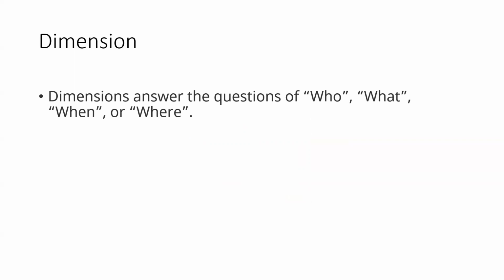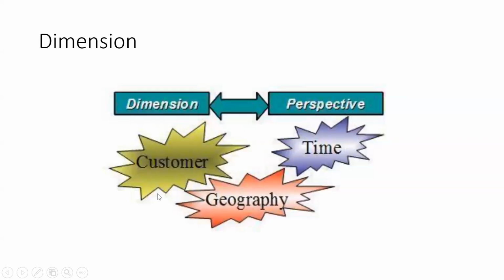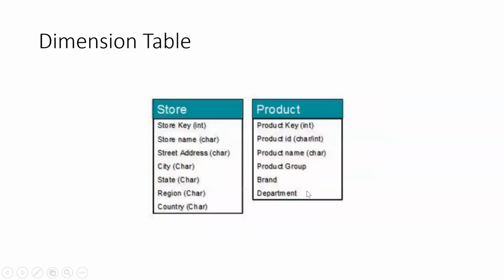Dimensions are the particular data which we can get when we are questioning who, what, when, where, this kind of thing. So just for example, dimensions are nothing but this kind of data: customer, geography, time, employee, product. So this kind of information is called dimensions. Okay. So those are dimension tables.